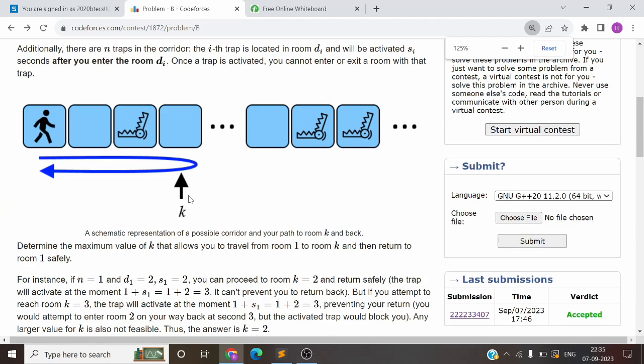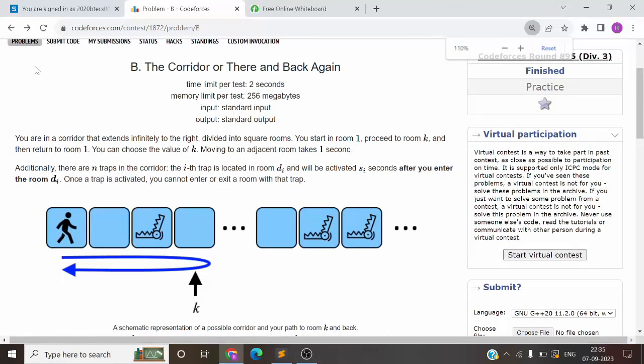It was again a very simple problem. It's a Div 3 contest, so you expect very simple problems at least up to B or C. So let's see the next problem, which is C1.